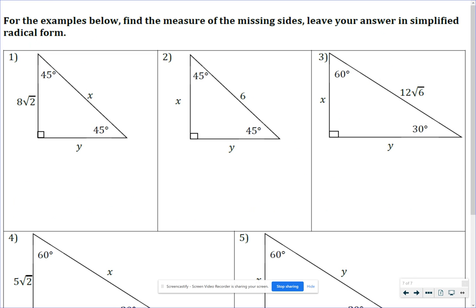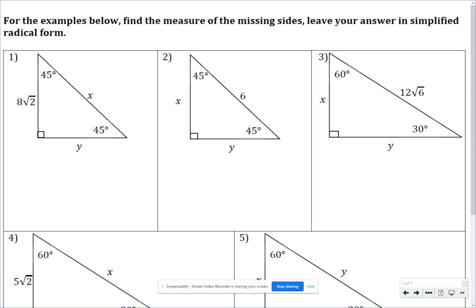All right, so for the examples below, find the measure of the missing sides. Leave your answer in simplified radical form. So in example 1, we have a 45, 45, 90 right triangle. It's important that we have that right angle.